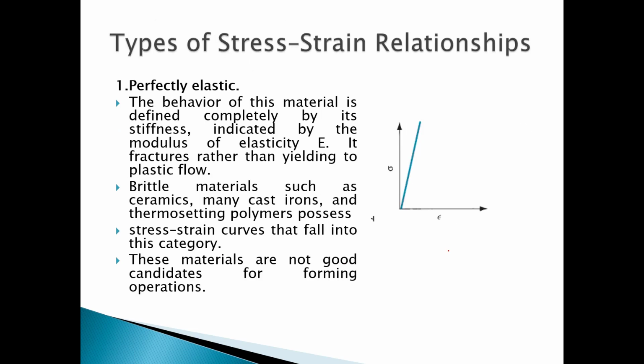Then types of stress strain relationship. First one is perfectly elastic. So the curve is linear. The behavior of this material is defined completely by its stiffness indicated by the modulus of elasticity E. It fractures rather than yielding through plastic flow. Brittle materials such as ceramic, many cast irons, and thermosetting polymer possess stress strain curve that falls into this category. These materials are not good candidates for forming operation.